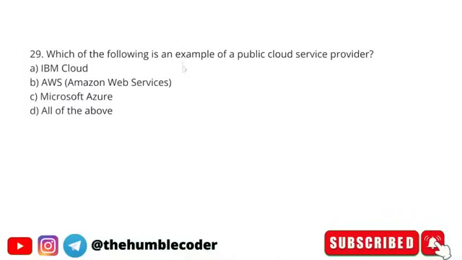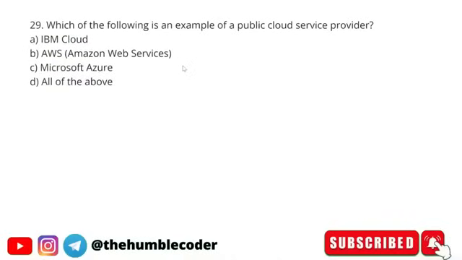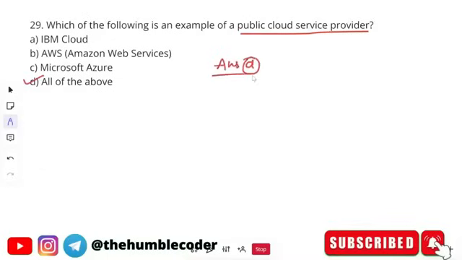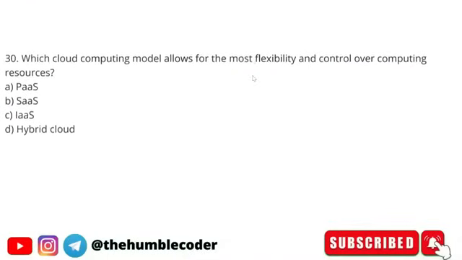Moving on to the next question. Which of the following is an example of public cloud service provider? Okay, let's see the options that we have. First option is IBM Cloud. Second is AWS, that is Amazon Web Service. Third is Microsoft Azure, and fourth option is option D, which is all of the above. So again, in this case also the correct answer is going to be option D, that is all of them are the examples of public cloud service provider. Moving on to our next question.